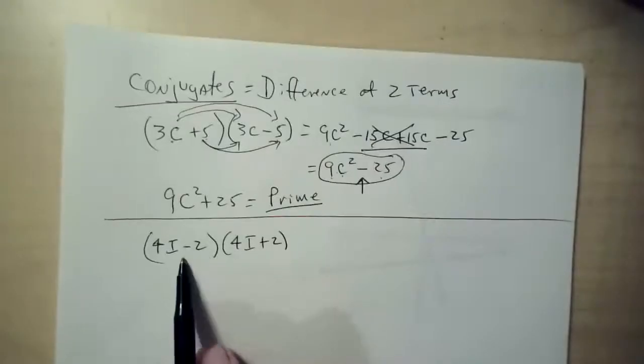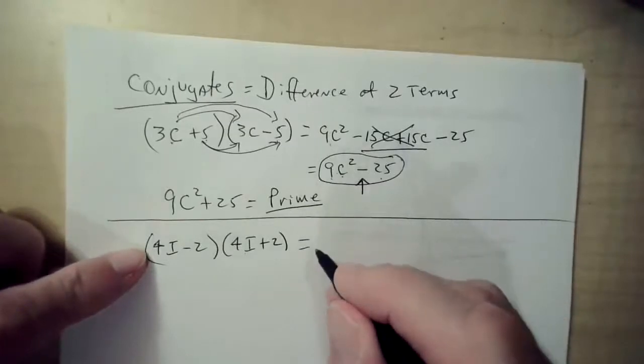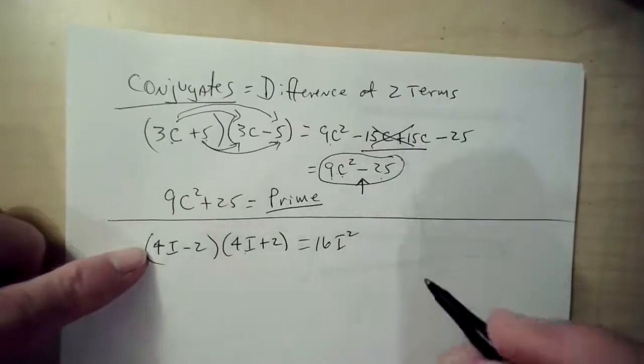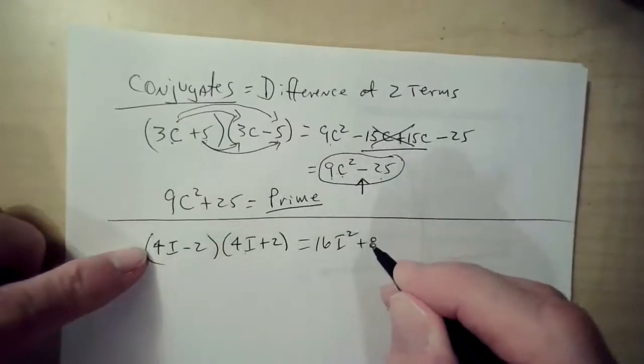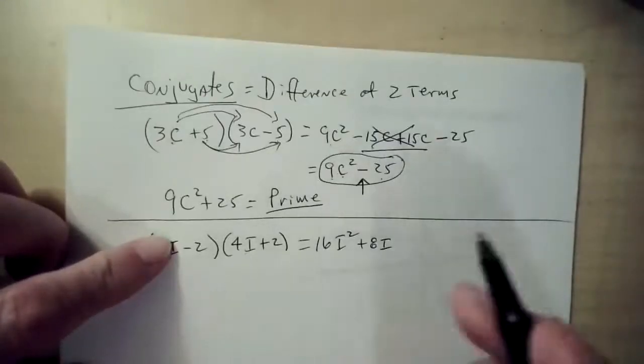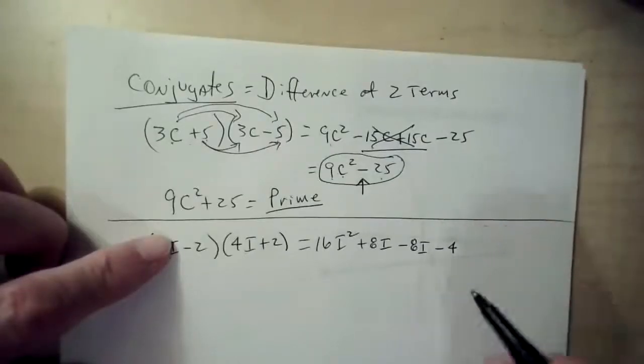You gotta distribute them. But I'm not asking this. This is a conjugate, right? Because these are exactly the same. The only difference is one's plus and one's minus. Okay, 4i times 4i is 16i squared. Good. And 4i times 2 is 8i. Good. Now we do the same thing with the negative 2. Negative 2 times 4i is negative 8i. Good. And negative 2 times positive 2 is negative 4.